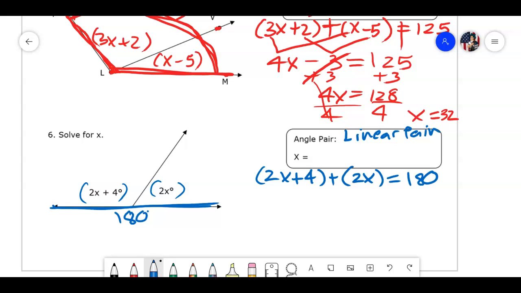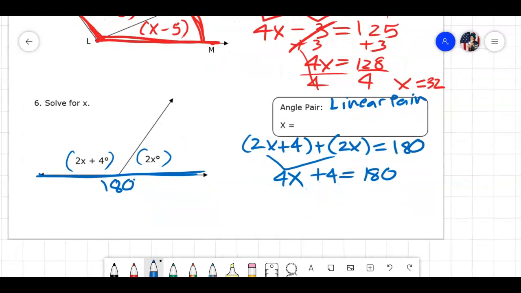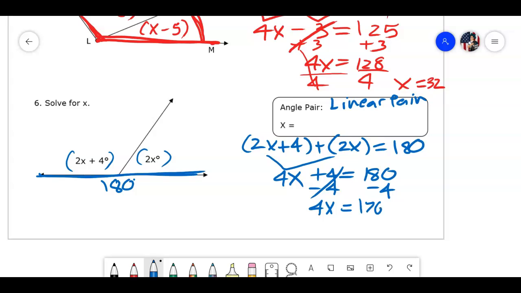So let's combine terms on the same side of the equal sign. 2x and 2x is 4x. Bring down plus 4 equals 180. And again, two-step problem. You get rid of the loner, and then you divide. The opposite of the plus 4 loner is to subtract 4. I get 176. And then to get rid of the coefficient 4, I have to divide. 176 divided by 4 is 44.